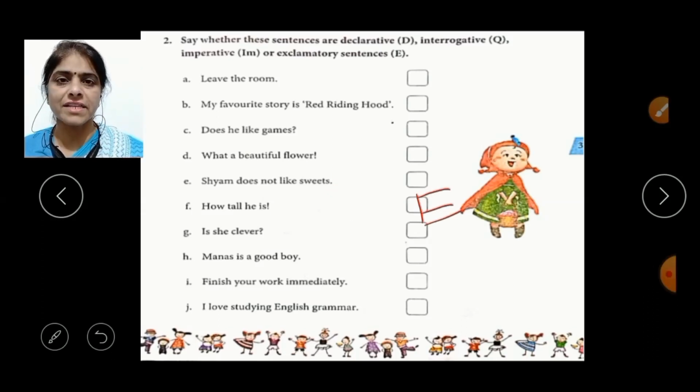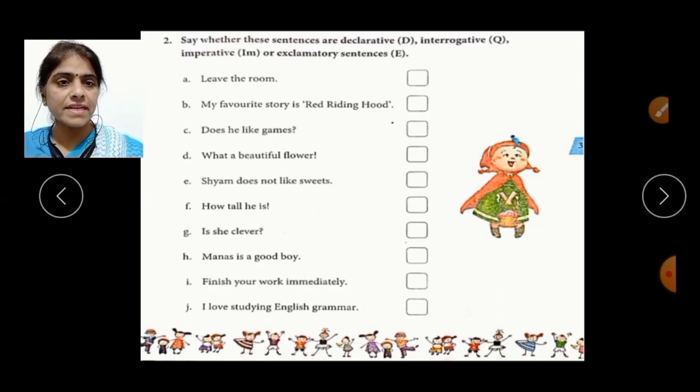Now let's have the next one. The next sentence is, is she clever? As you can observe, this sentence is asking something and also it is having a question mark at the end. So which kind of sentence is this? Interrogative. This sentence is an interrogative sentence and for interrogative sentence we will write Q.